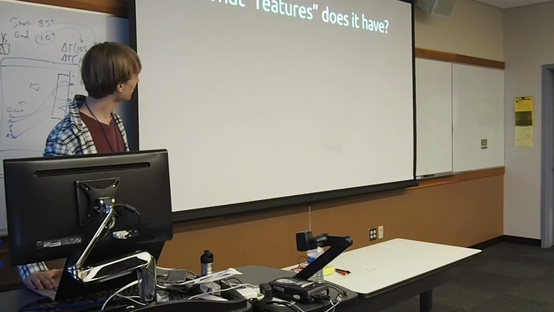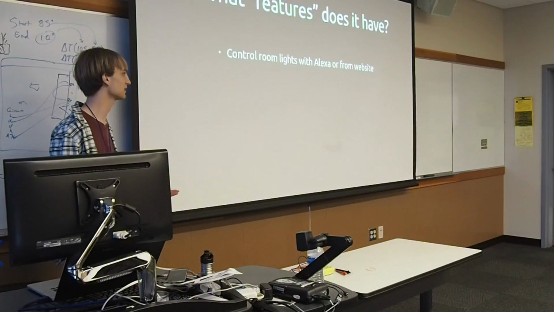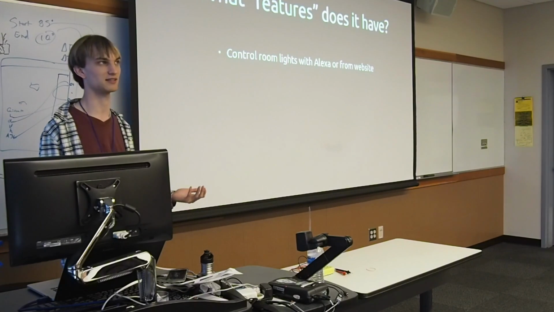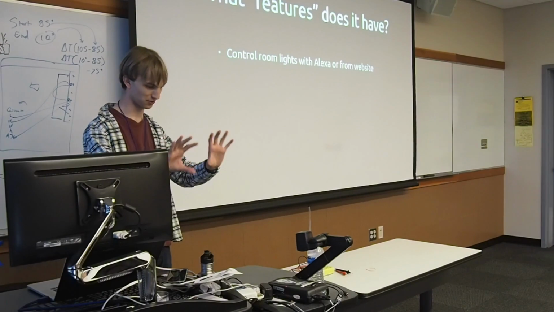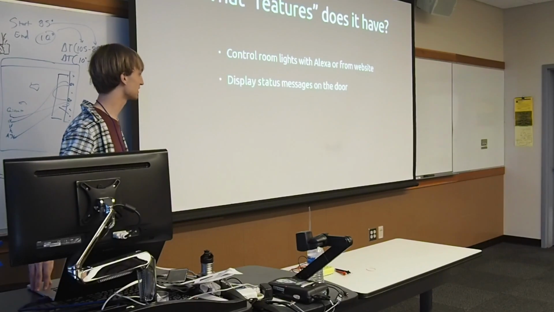So, what features does the door have? It can control the lights in our room with Alexa or from a website. That's probably the most functional thing, and it's not even related to the door at all, but it is mounted on the door. It is part of that whole thing. We can also display status messages on the door.